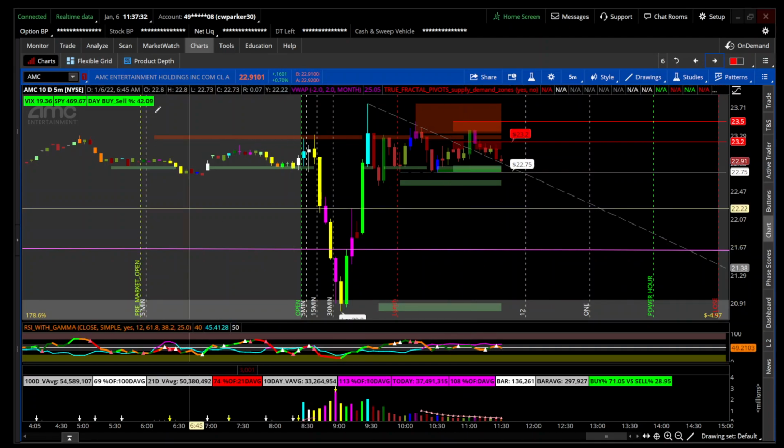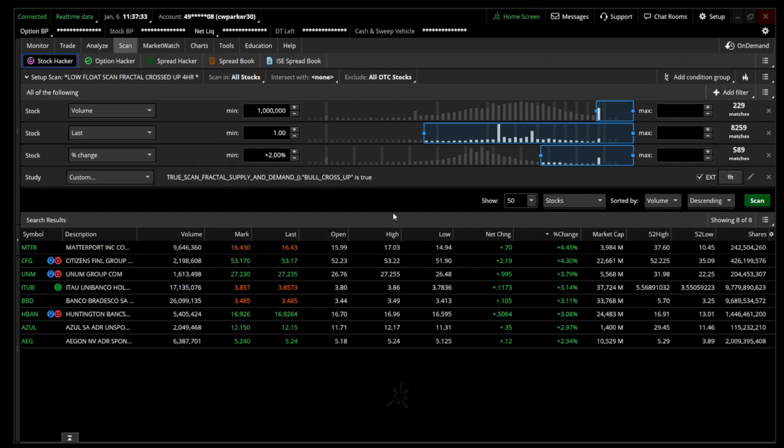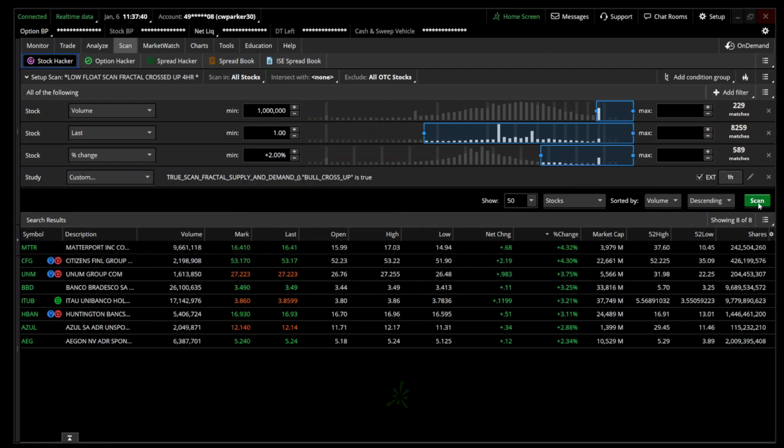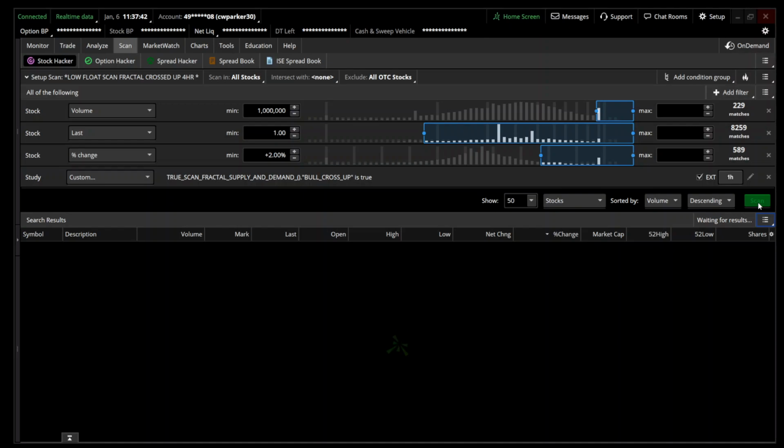I also wanted to show you the scan. I already showed you the scan, but this is the Crossup Bull, and it just updated for C. Let's run it again and see what we come up with. Right now I have it set for an hourly cross up. Come on, Thinkorswim. Usually it doesn't take this long, but I wanted to show you how everything worked live.